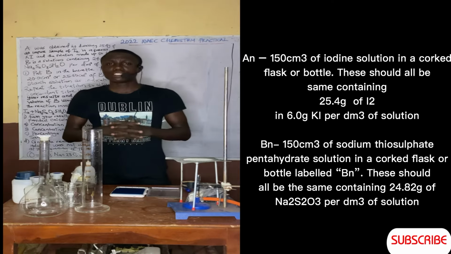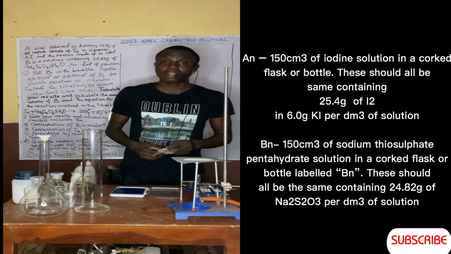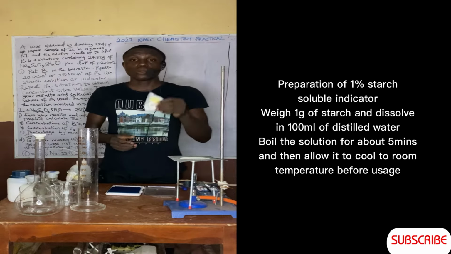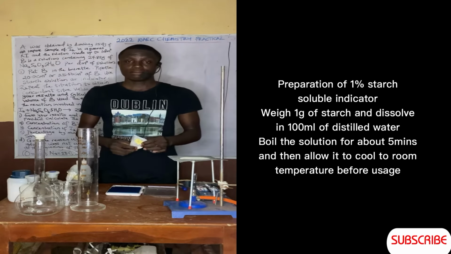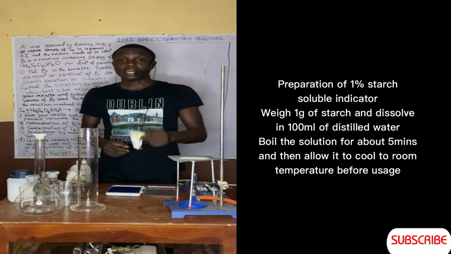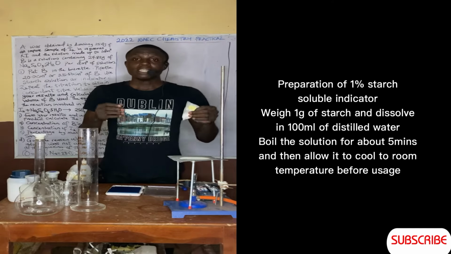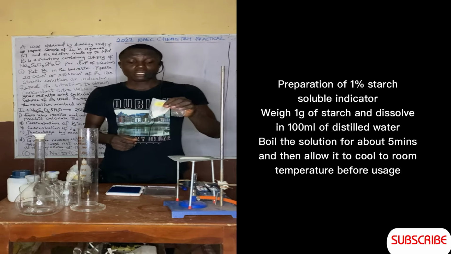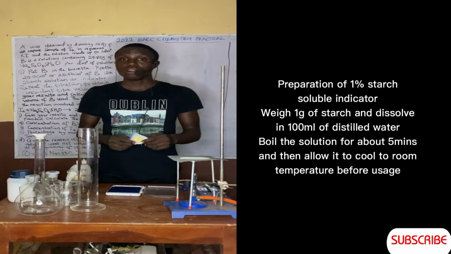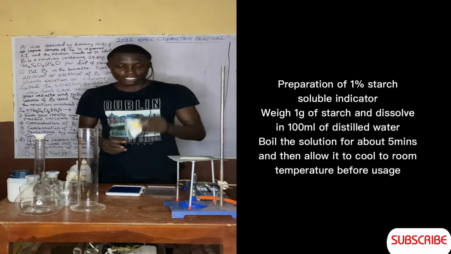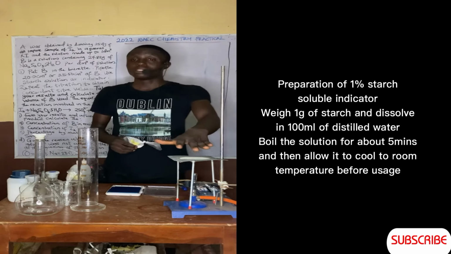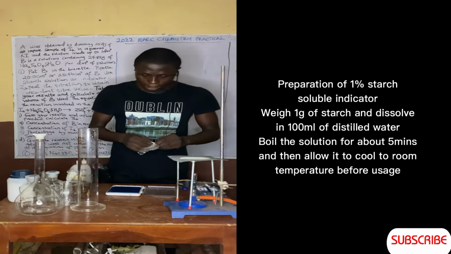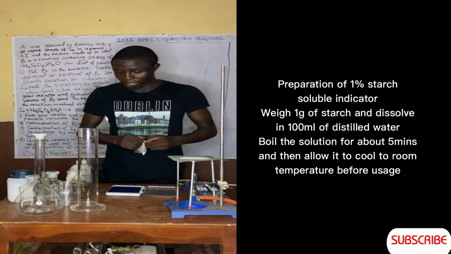Now we are going to firstly prepare our indicator, which is our soluble starch indicator. I'm going to weigh 1.0 gram of this starch and dissolve it inside 100 ml of distilled water, so as to produce a 1% starch indicator. Then after that, I want to heat it on the Bunsen burner. So let's measure this as we start.